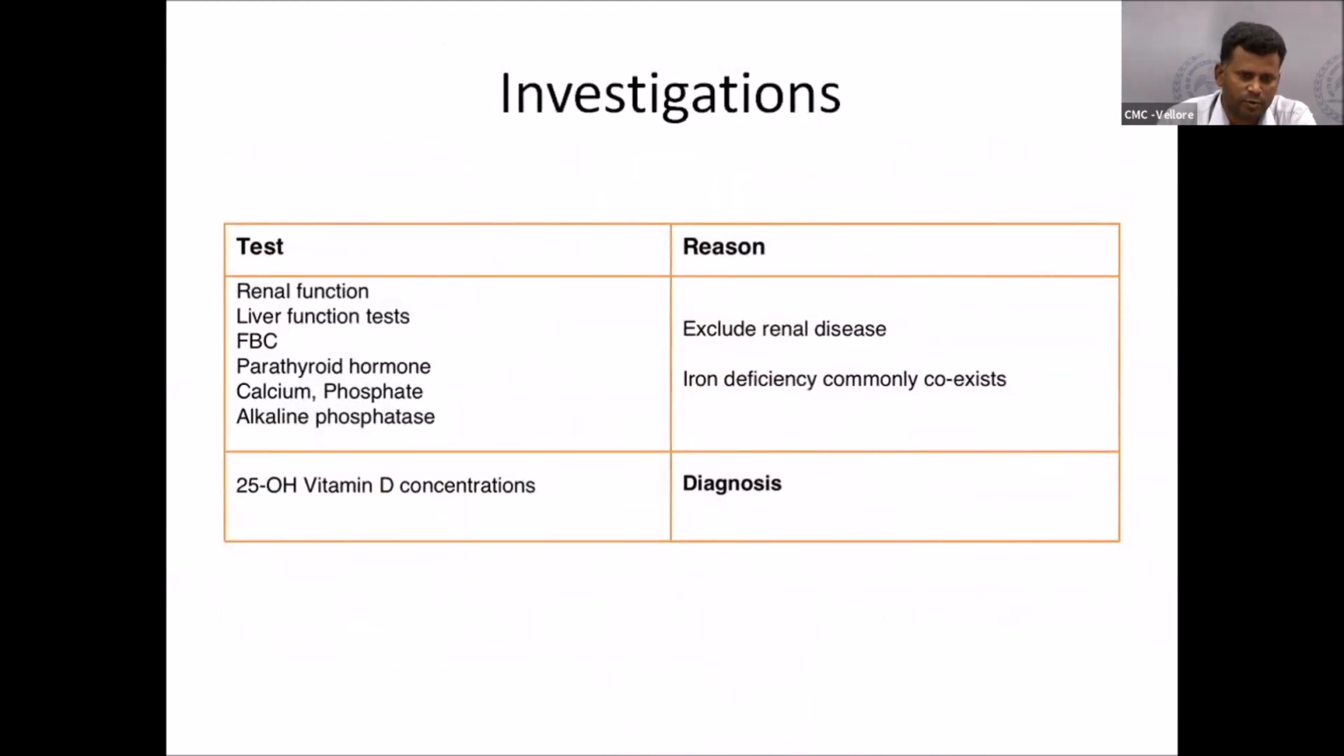Investigations: mainly we have to do a 25-hydroxy vitamin D level, which is diagnostic. And other than that, renal function, liver function tests, and sometimes anemia can be associated with vitamin D deficiency. And other things are calcium, phosphate, alkaline phosphatase and parathyroid hormone, to look for secondary hyperparathyroidism and other things.